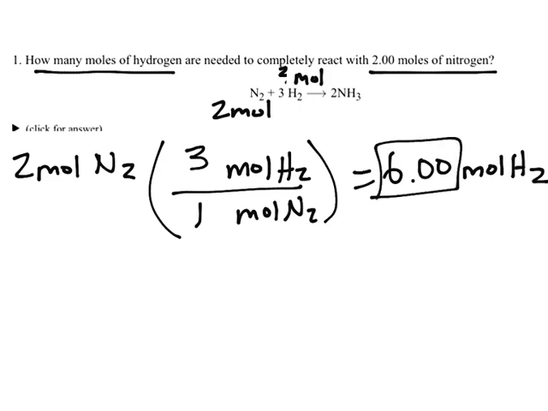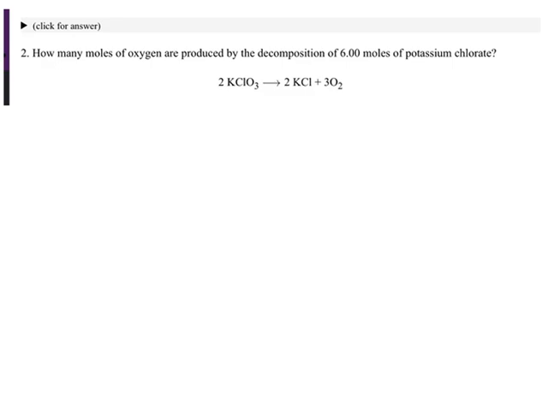We have 3 sig figs here to match the 3 sig figs from the information from the problem that was provided. Number 2 is similar. How many moles of oxygen are produced by the decomposition of 6 moles of potassium chlorate? Well, this guy right here is potassium chlorate. We have 6.00 moles of it. So again, this is another mole to mole conversion, one step.